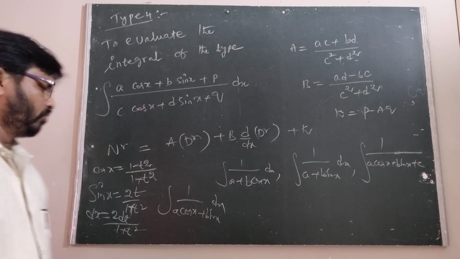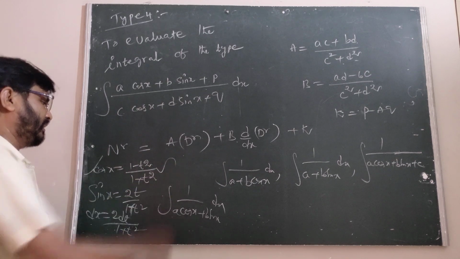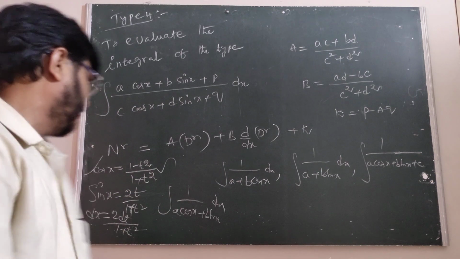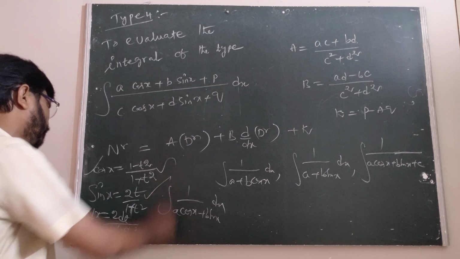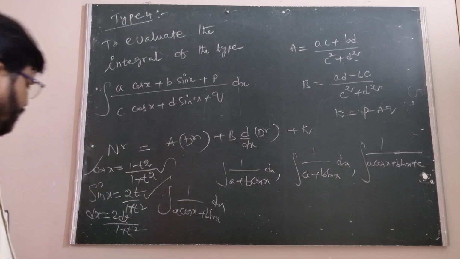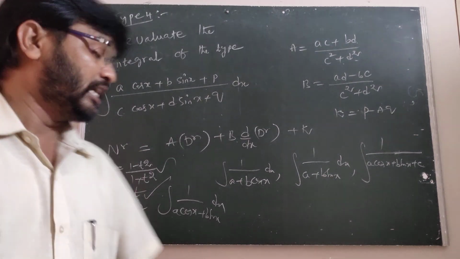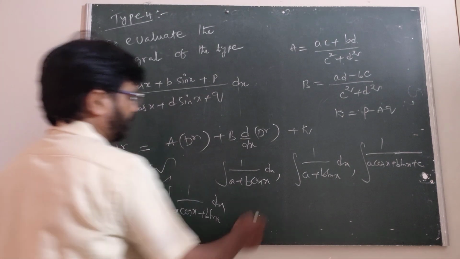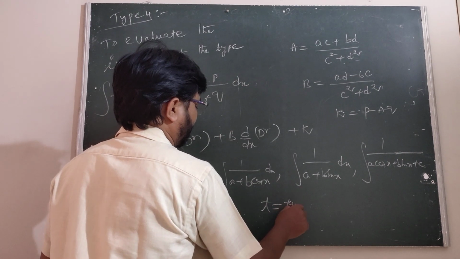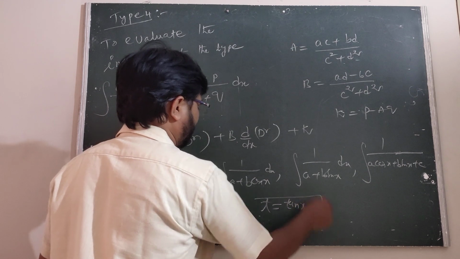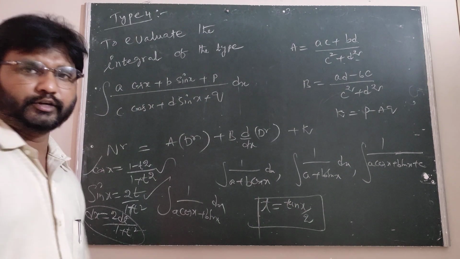In this case we have to take cos x as 1 minus t square upon 1 plus t square, and sin x as 2t upon 1 plus t square, and dx as 2 dt upon 1 plus t square, where t is the tan of x by 2. t is the tan of x by 2.